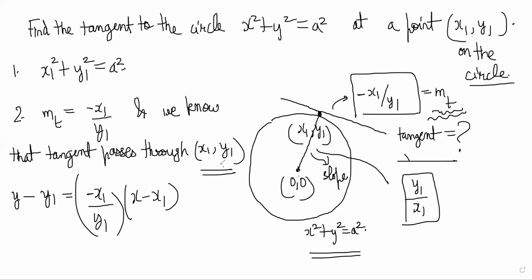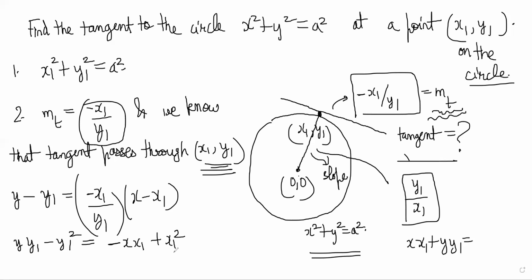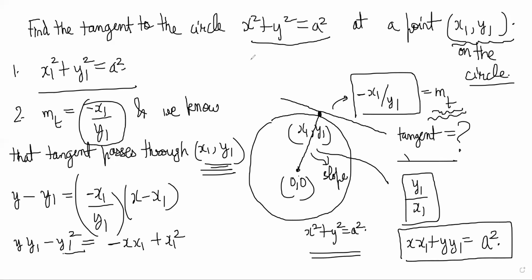So the point is (x1, y1), and the slope is this. Now just multiply throughout by y1, and you get y y1 minus y1 square is equal to minus x x1 plus x1 square. The equation becomes x x1 plus y y1 is equal to x1 square plus y1 square, but that is equal to a square. So this is your final equation of the tangent, and this is very convenient, notice. At a point (x1, y1) on the circle, the tangent is x x1 plus y y1 is equal to a square.